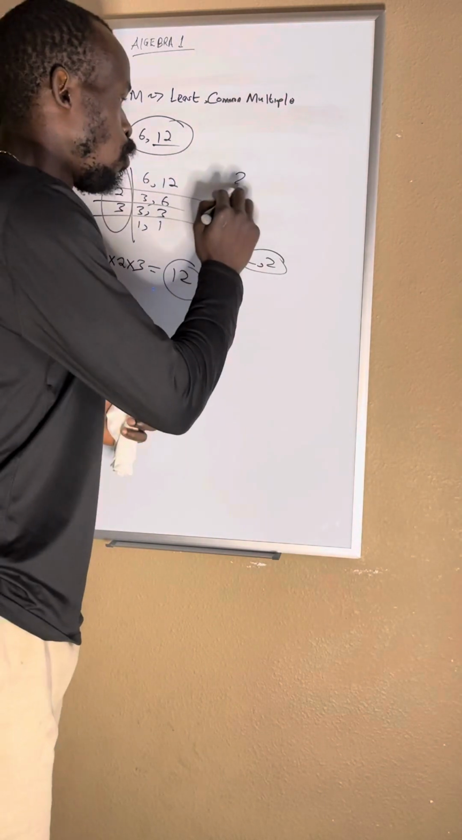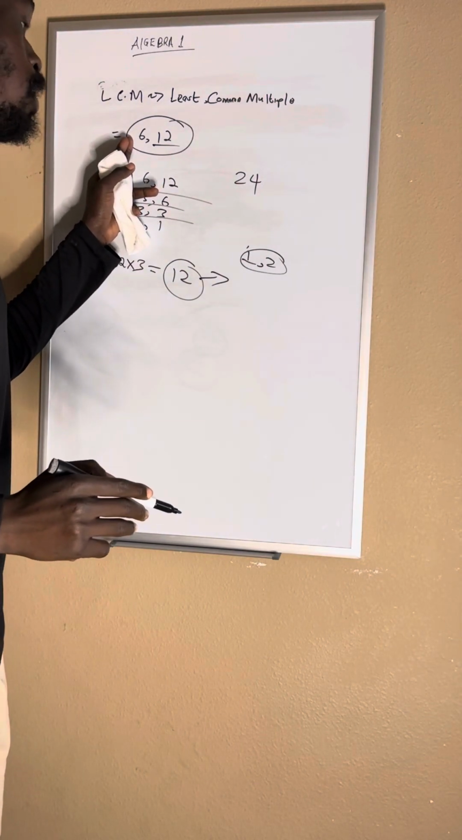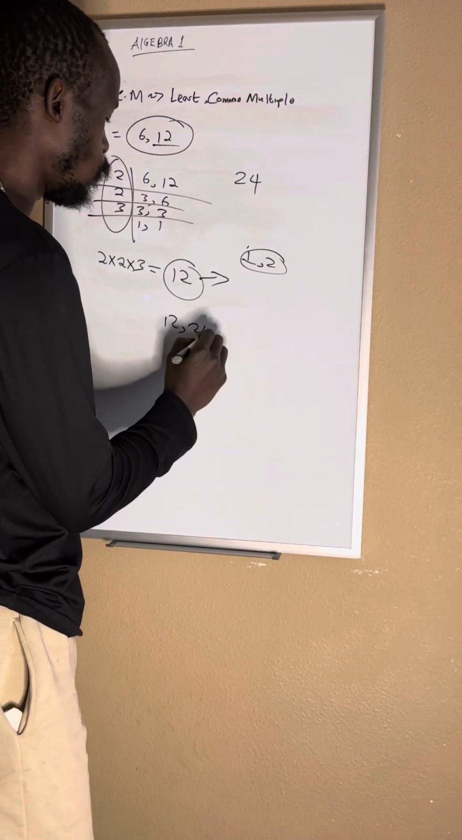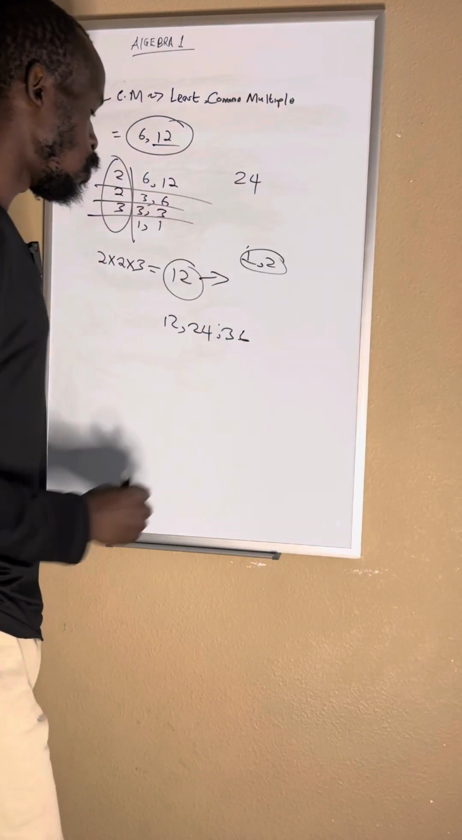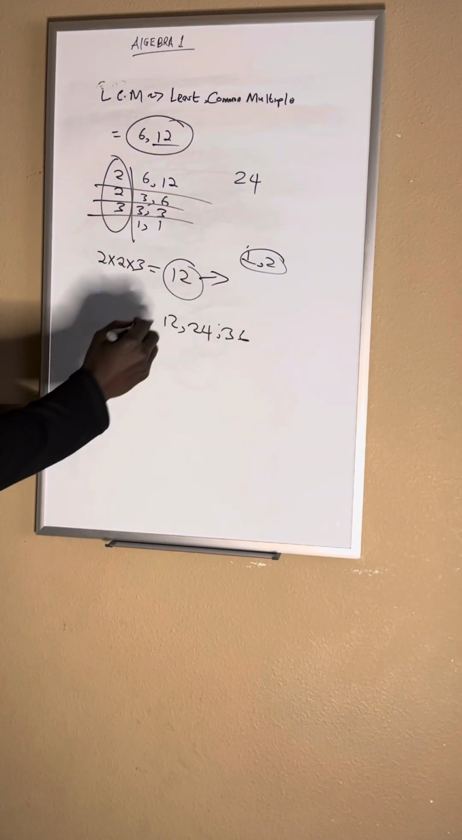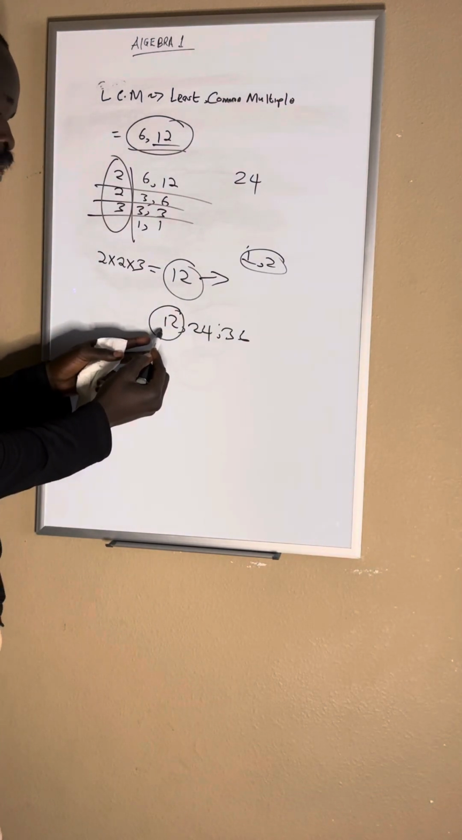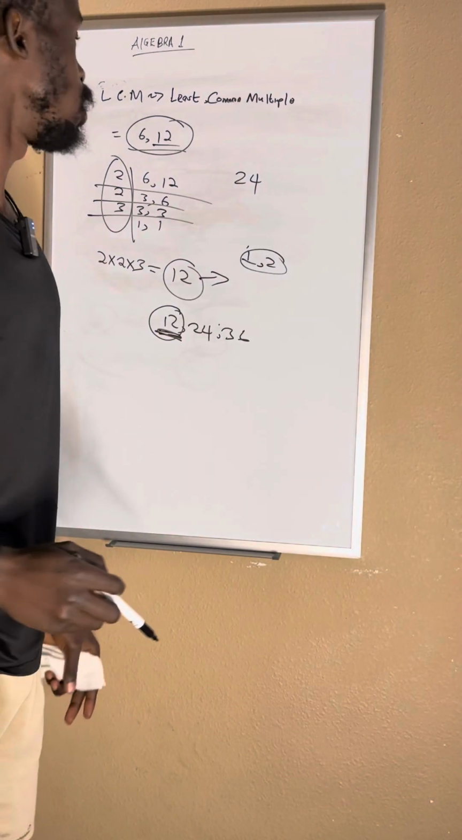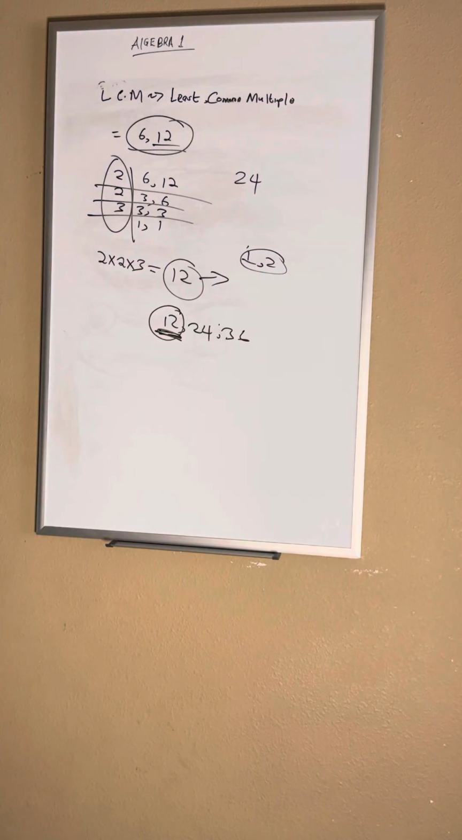So it can also be 24, because 24 can be divided by both numbers. So we can have even 12, 24, and 36. Which number here is the least one? The least common multiple for 6 and 12 is basically 12. This is the least number that can be divided by these numbers to get a whole number. That's what we mean by LCM.